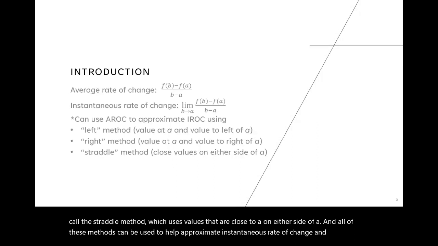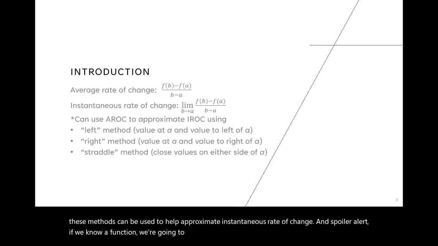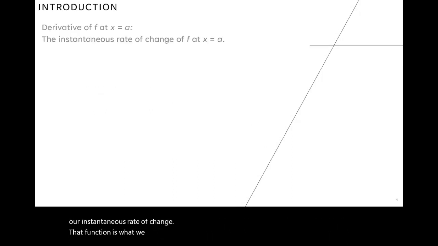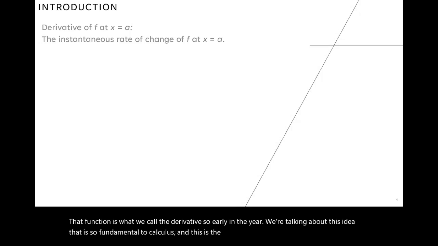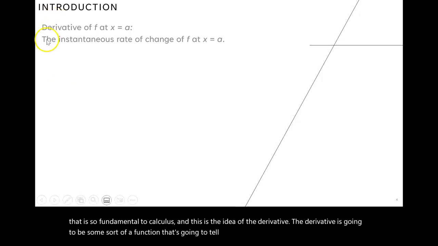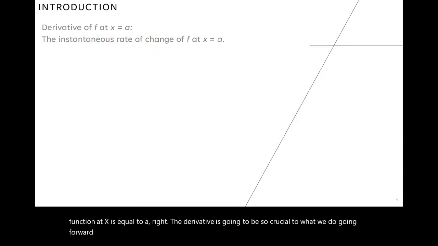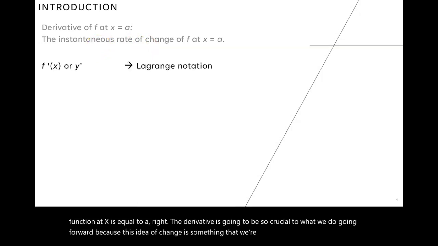And spoiler alert, if we know a function, we're actually going to be able to create a function which tells us our instantaneous rate of change. That function is what we call the derivative. So early in the year, we're talking about this idea that is so fundamental to calculus, and this is the idea of the derivative. The derivative is going to be some sort of function that's going to tell us the instantaneous rate of change of the function at x equals a. The derivative is going to be so crucial to what we do going forward because this idea of change is something that we're studying in calculus.